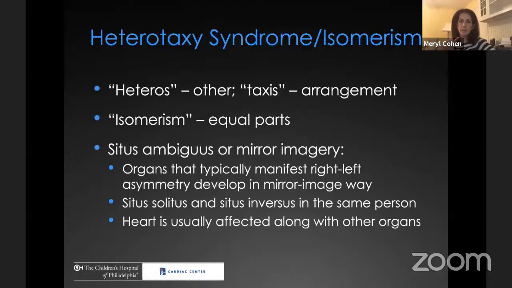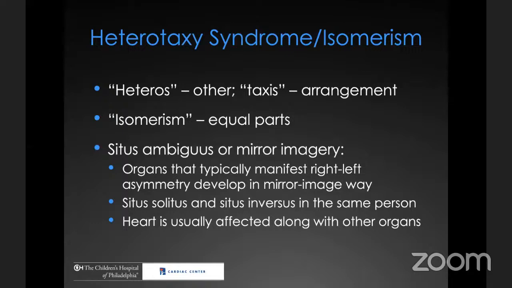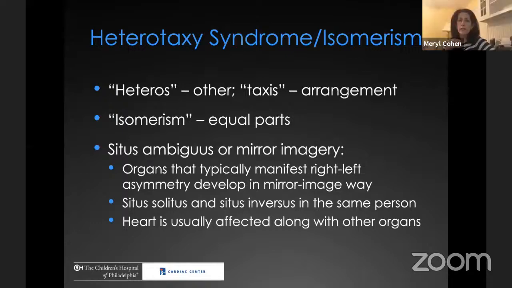When you have heterotaxy syndrome, in the von Praguian terms, we call it situs ambiguus, which may or may not be a very accurate term. And in more Andersonian terms, we call it mirror imagery. And what that means, no matter what term you use, is that organs that typically manifest right-left asymmetry, such as the heart, develop in a mirror image way. And so if you use the von Praguian terms, you would say that situs solidus and situs inversus exist in the same patient.